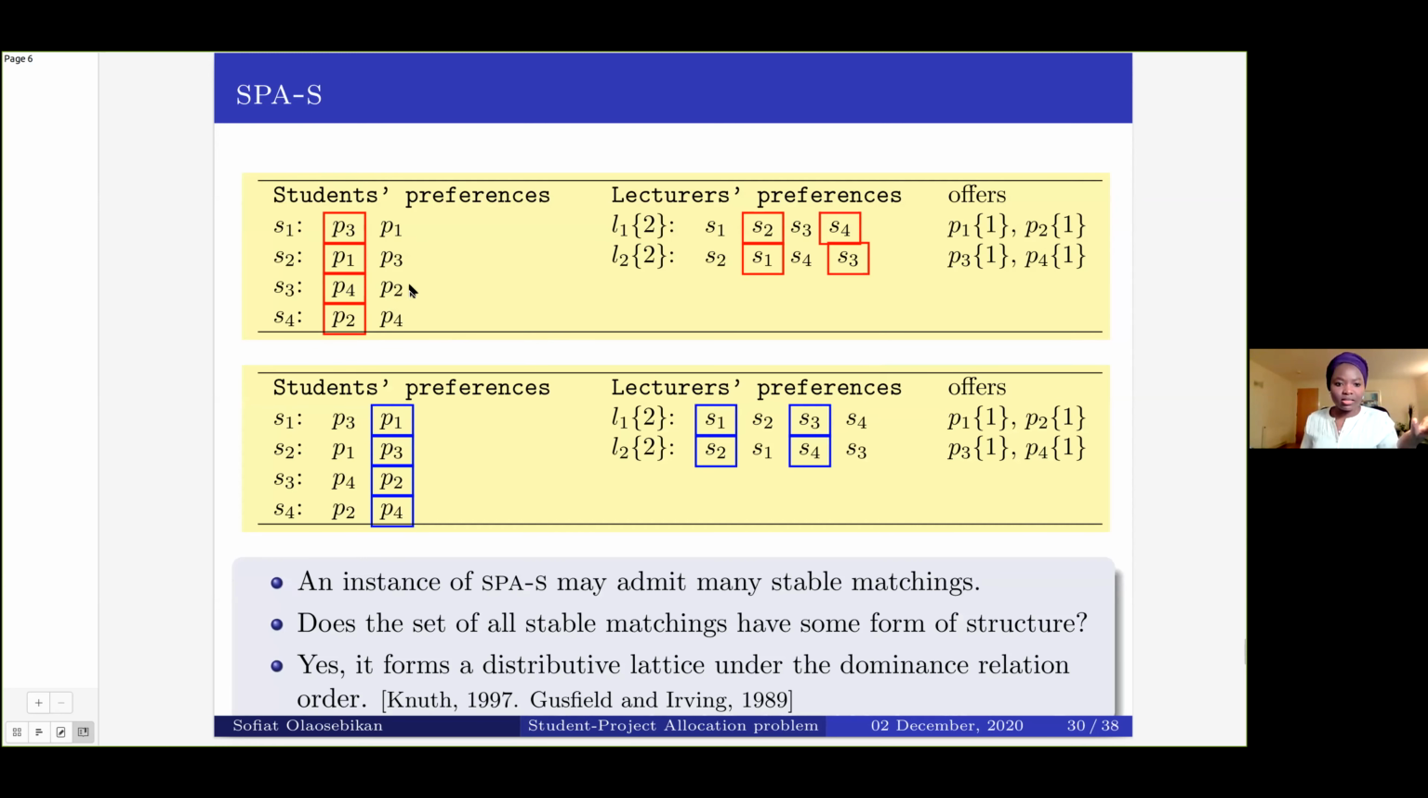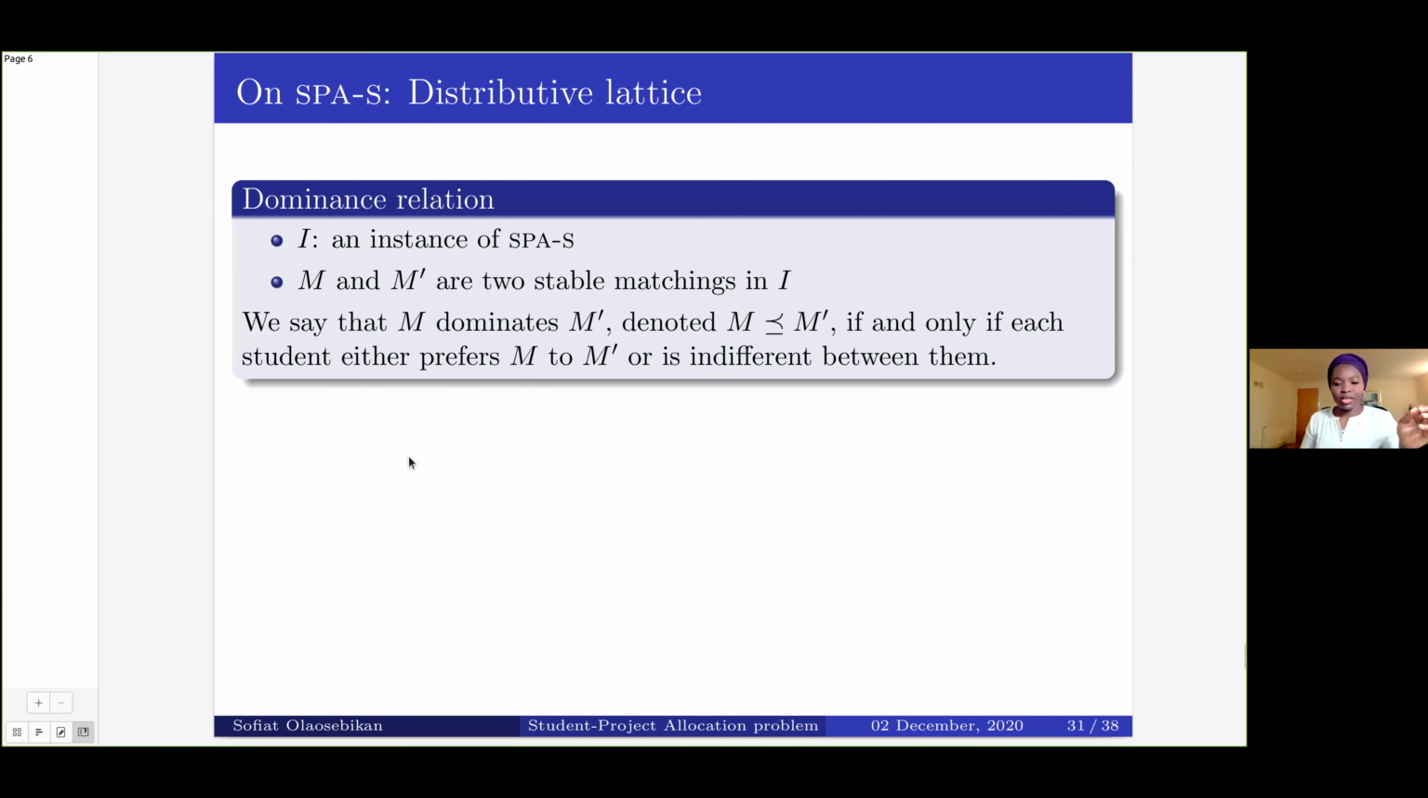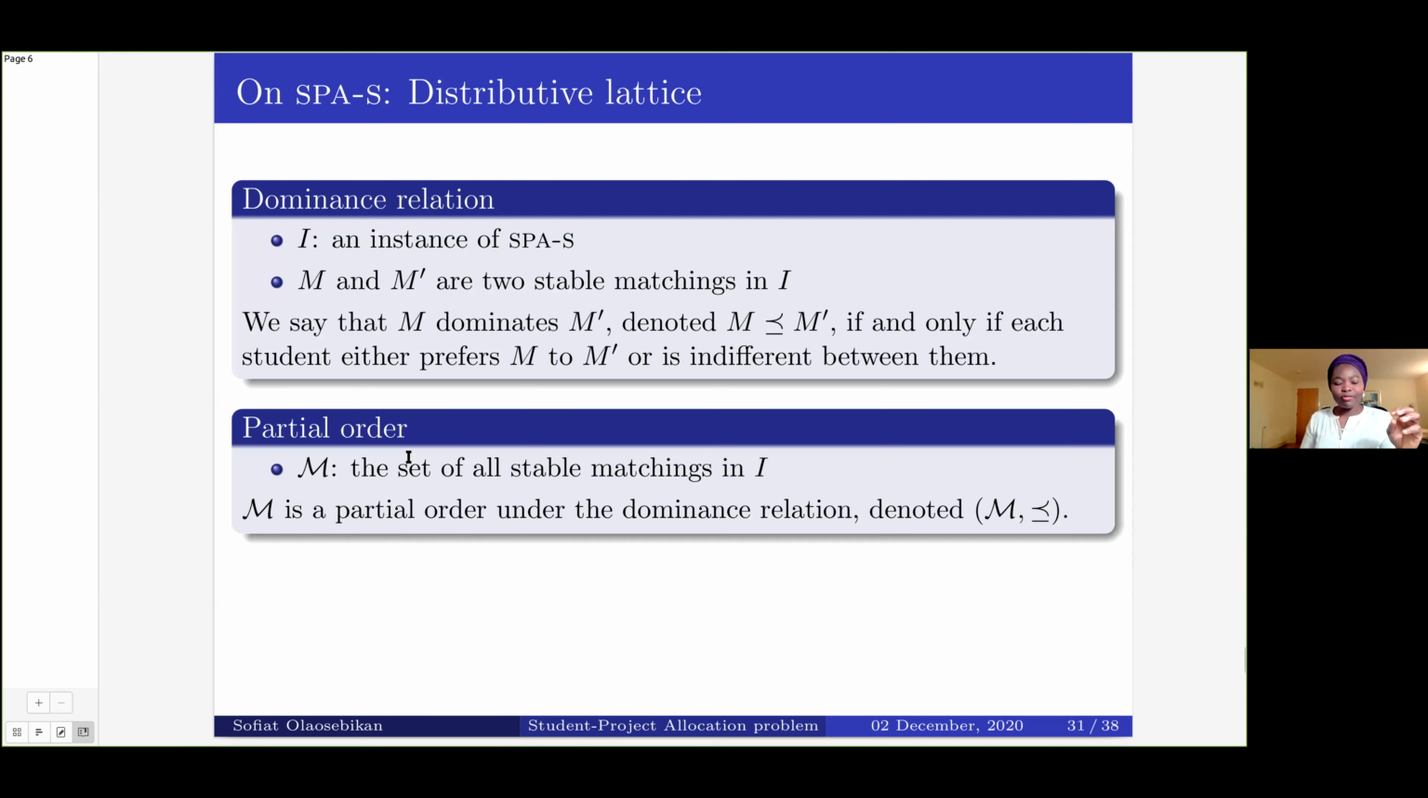So for instance, the red matching here dominates the blue matching because everyone would prefer this red matching to this blue matching. That's the definition of everything you have here in front of you. So we say that if we have a set of all the stable matchings coupled with the dominance relation we define here, it forms a partial order. And a partial order means it's reflexive, it's anti-symmetric, and it's transitive. So it forms a partial order.